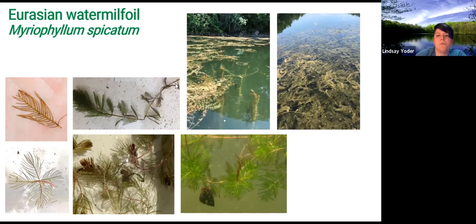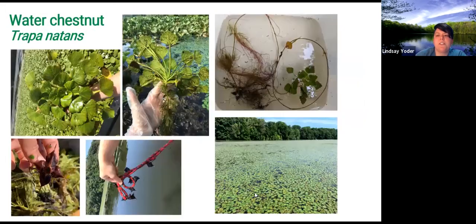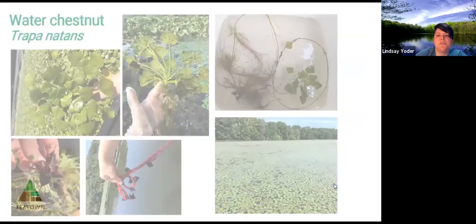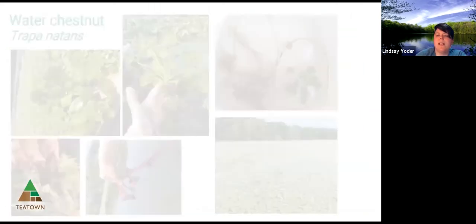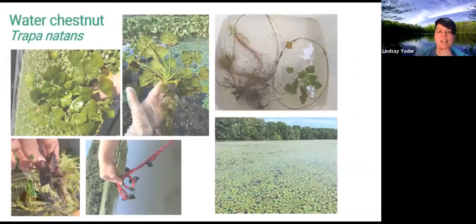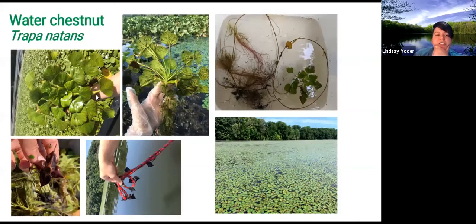All right, up next we have water chestnut. This species was primarily introduced through the ornamental pond trade. Sorry, I don't know what happened. Through the ornamental pond trade. And if you've ever spent any time on the Hudson, you probably recognize this plant. It's pretty common in our region, but we still don't have it in a lot of our inland water bodies.